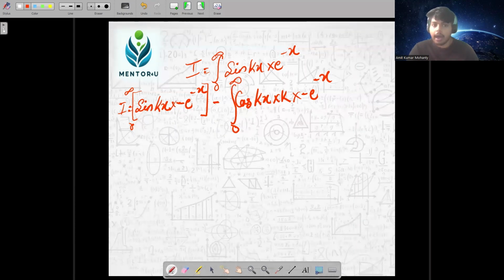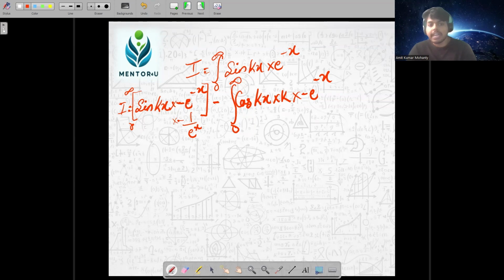First, you have the upper limit, subtract by the value you will put in the lower limit. That means we have to replace x with infinity, minus replace x with 0, and then get the final answer. So if I'm putting x as infinity, what is happening? This term is minus 1 by e to the power x. Correct? I'm writing e to the power minus x as 1 by e to the power x.